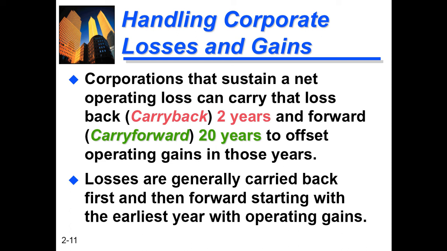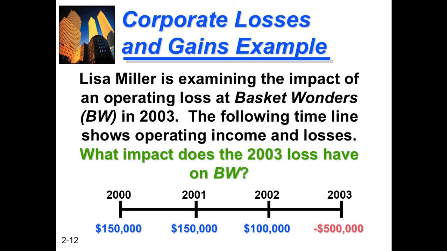Corporate gains are the profits of the organization, and corporate losses are the losses of the organization. Losses are generally carried back first, then carried forward to the future, starting with the earliest year with operating gains. Let's learn an example of corporate losses and gains. Liza Miller is examining the impact of the operating loss at Basket Wonders in 2003. The following timeline shows operating income and losses. What impact does the 2003 loss have?